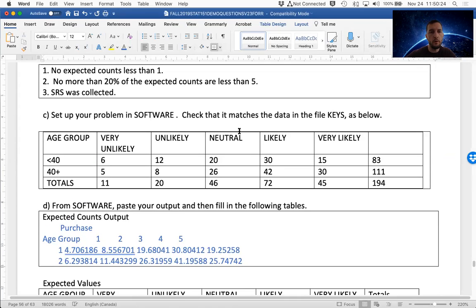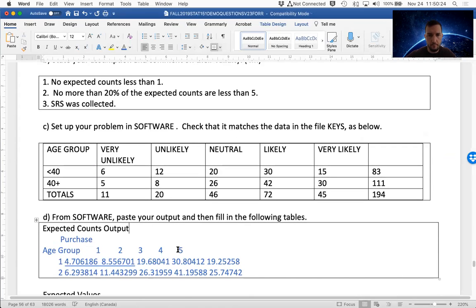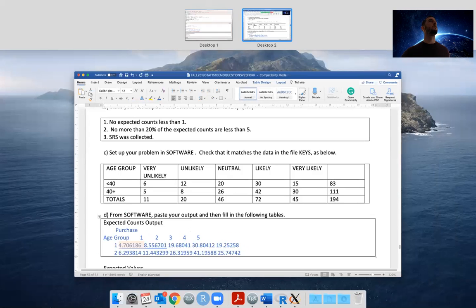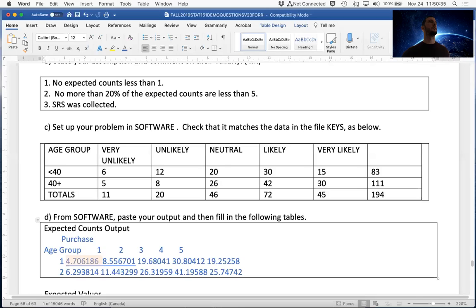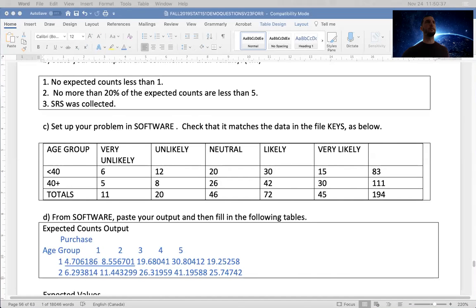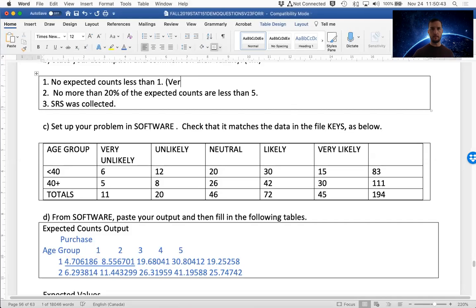All right, okay, so here are the expected counts. You can see the lowest expected count is 4.7. Okay, so this is verified. Lowest count is 4.76. Okay, we have no more than 20% being less than 5.